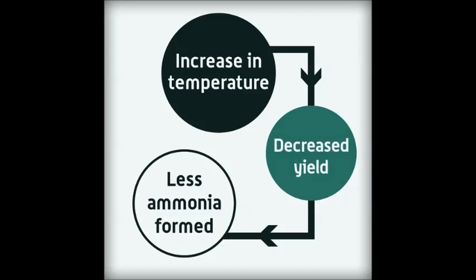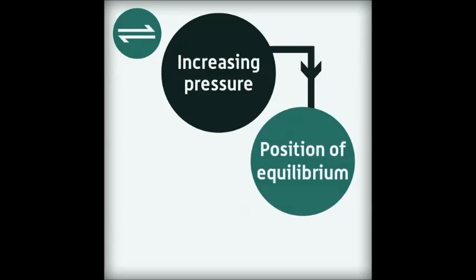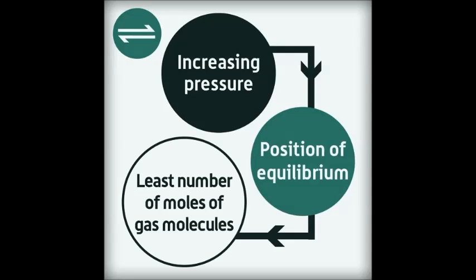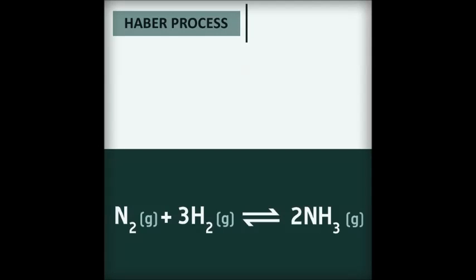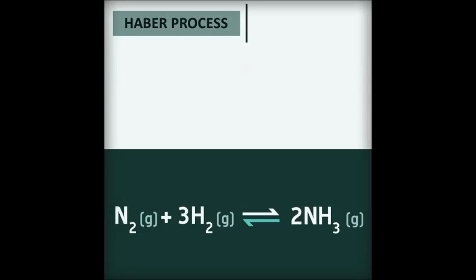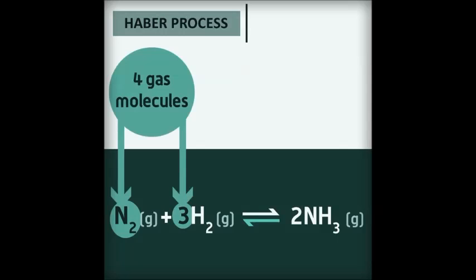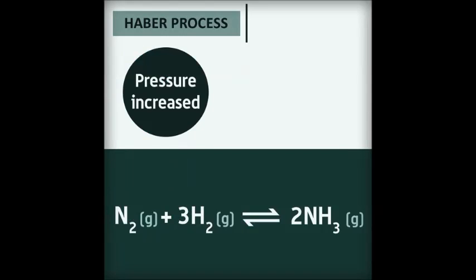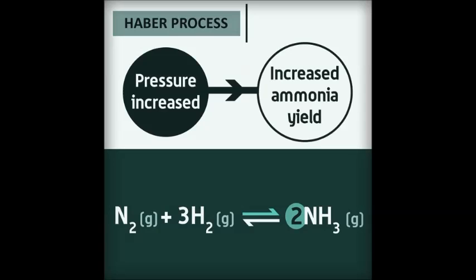Now let's consider the effect of pressure on equilibrium. Increasing the pressure moves the position of equilibrium to the side with the least number of moles of gas molecules. In the Haber process, according to the equation, the forward reaction produces 2 molecules of gas. The backward reaction makes 1 molecule of nitrogen and 3 molecules of hydrogen. In total, that's 4 molecules. If the pressure is increased, the position of this equilibrium favours the direction that makes 2 molecules of gas, which is the forward reaction. So increasing the pressure increases the yield of ammonia.